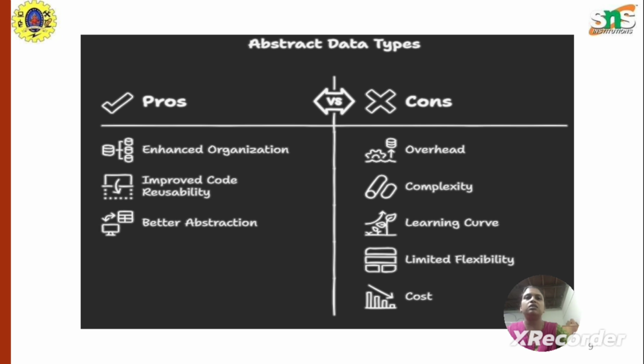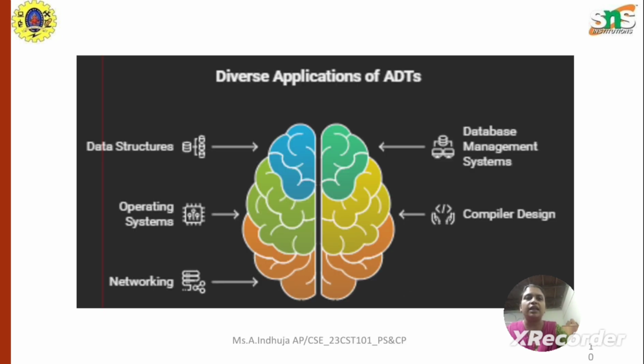The last topic is applications of ADTs. Now we are going to see the areas where ADTs can be applied. The first one is data structures. ADTs are used to implement fundamental data structures like arrays, linked lists, stacks, queues, trees, graphs, hash tables, and heaps. The next application of ADT is the database management system, which we call DBMS. Concepts like tables, rows, columns, and relationships can be represented using ADTs.